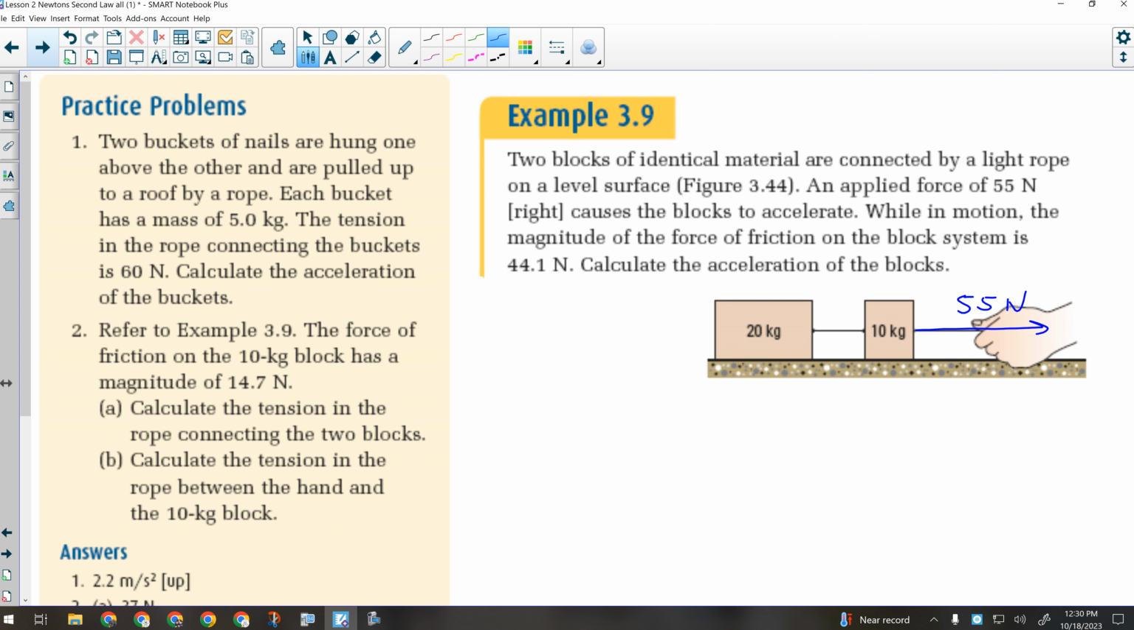Okay? Here's the other thing you need to know. You already calculated this number, and it still applies. And it applies to both blocks. This is where it gets tricky. This is where things get interesting. I'm going to give you guys a few minutes to think about that.